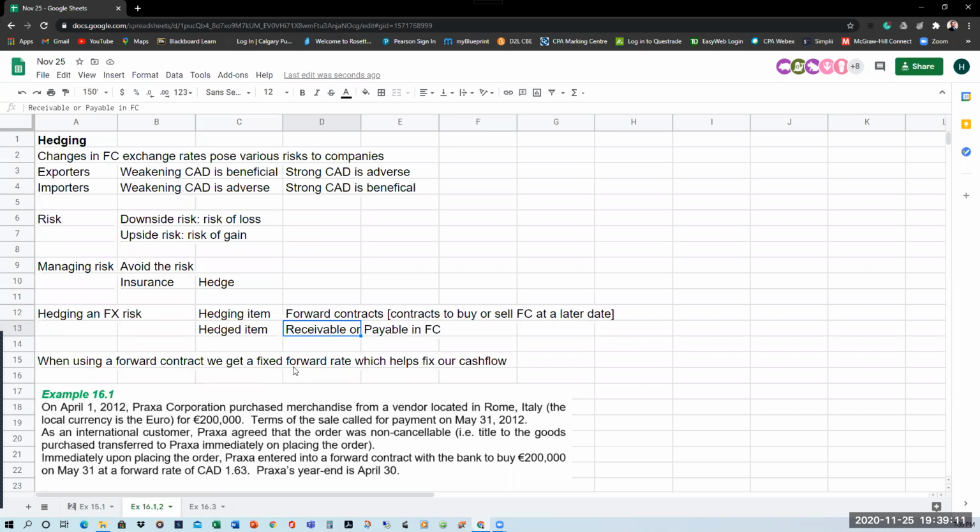So whatever rate you sign up for, you know exactly how much cash you will have to pay if you're buying foreign currency, or you will be receiving if you were to sell foreign currency. So once you know for sure how much your cash flow is going to be, I hope you would agree that knowing for sure how much you're going to get or how much you have to pay kind of reduces the anxiety that's brought upon by not knowing what will happen.